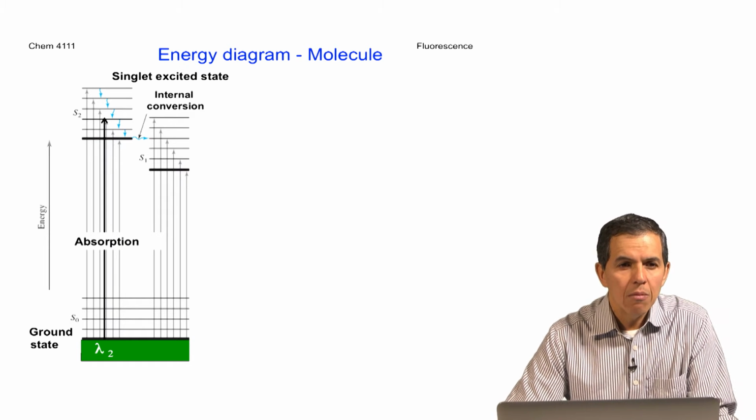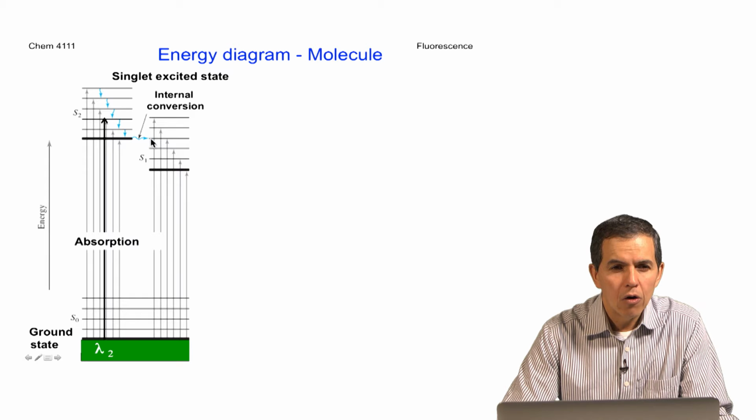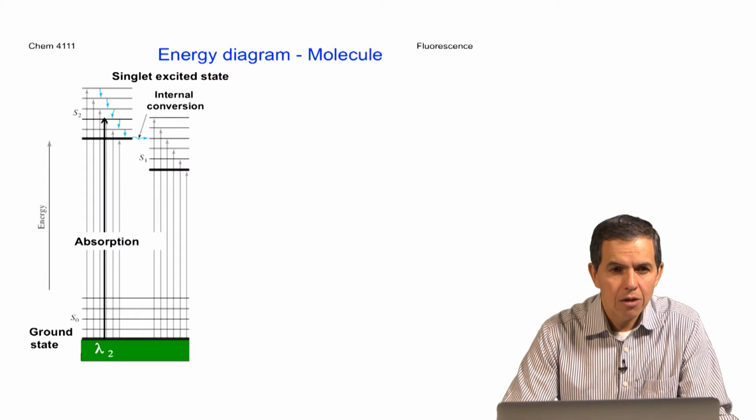At that point in time, the molecule could be experiencing an internal conversion, which is basically a transition to another excited state that also has vibrational states, in which relaxation could happen again to go to the lowest vibrational state.